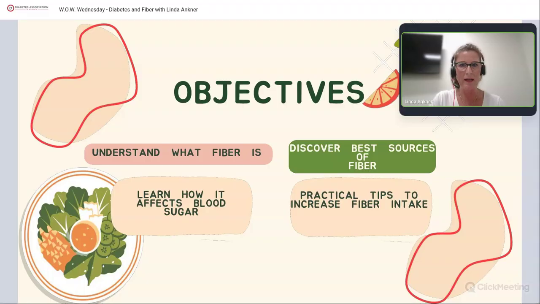So let's see, we've switched the slides to our, you should be seeing the objectives now, the slide with the objectives. So the objectives of today's presentation is first of all to understand what fiber is, to learn how it affects blood sugar and blood glucose, and to talk about the best sources of fiber, and then practical tips on how to increase your fiber if you are currently not getting enough fiber.